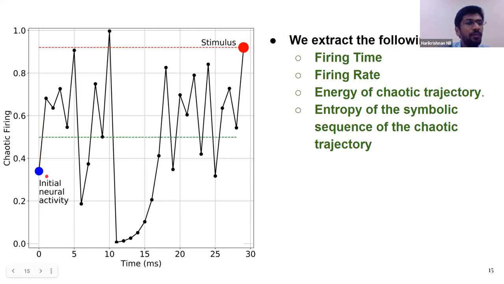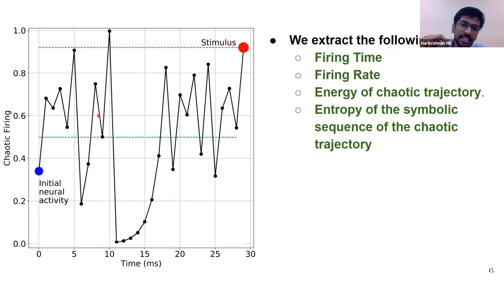Now I can find out the amount of time the trajectory is above the discrimination threshold. That rate is called the firing rate. Then I can compute the energy of the chaotic trajectory, and then the entropy of the symbolic sequence, basically the Shannon entropy. These are the features extracted from the chaotic trajectory, and I will do this for each and every stimulus.